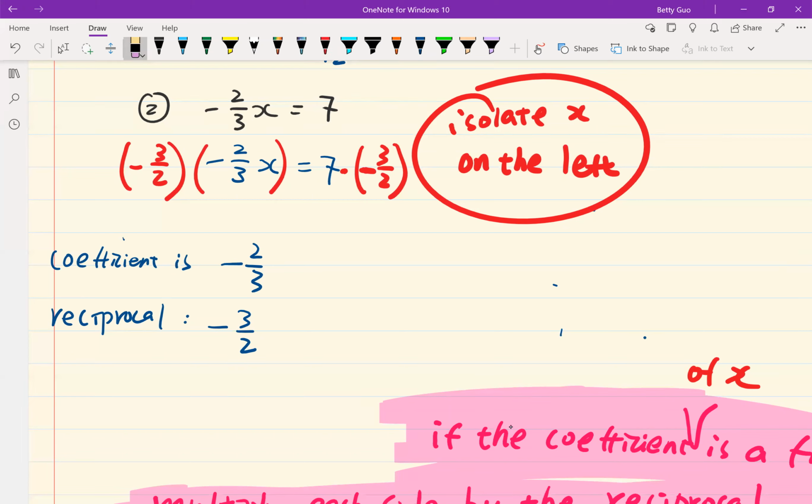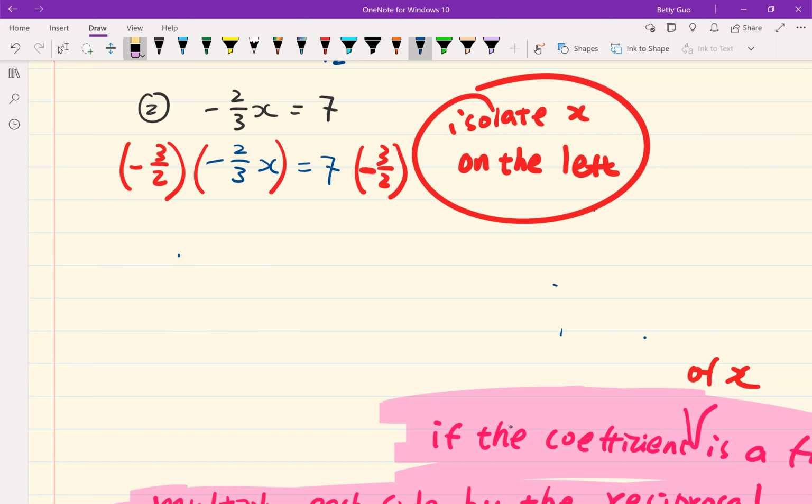Negative 3/2. Okay, is that clear? Yeah, we found the reciprocal is negative 3/2. We multiply each side of the equation by negative 3/2. Okay, let's see what happened here.